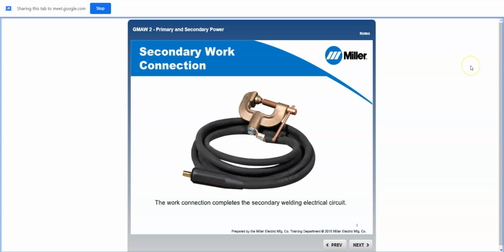Secondary work connection. The work connection completes the secondary welding electrical circuit. This is an example of a work clamp right here. This part would plug into our machine, and then this would clamp onto whatever we're working on. It's a C-clamp style rather than a spring jaw style, but these are fairly common on larger MIG machines.